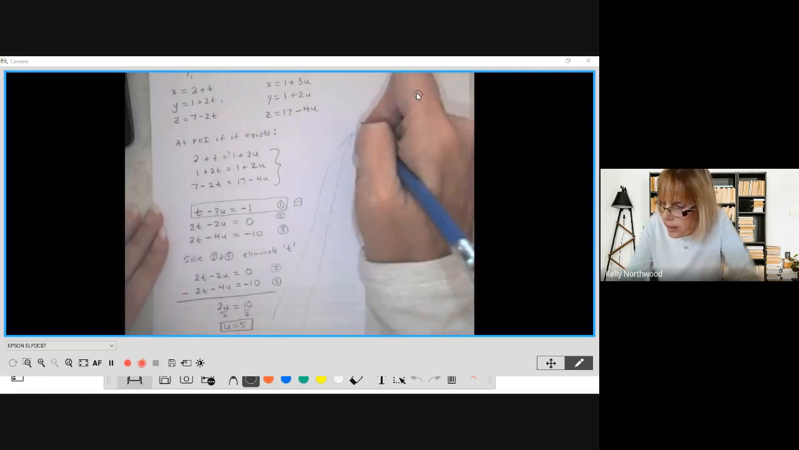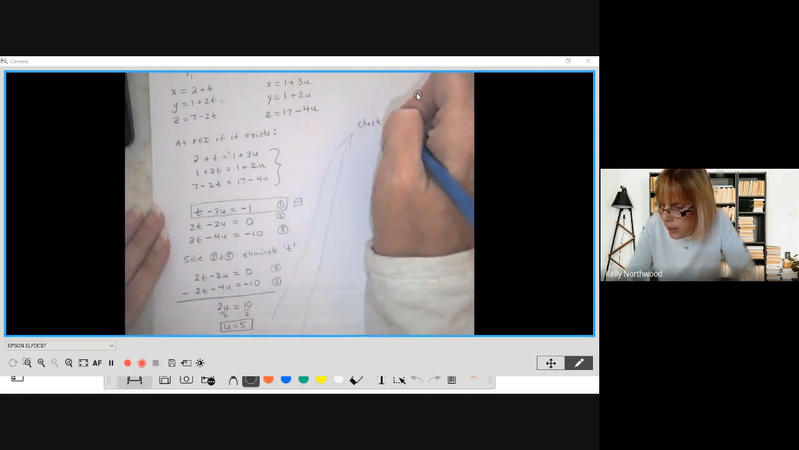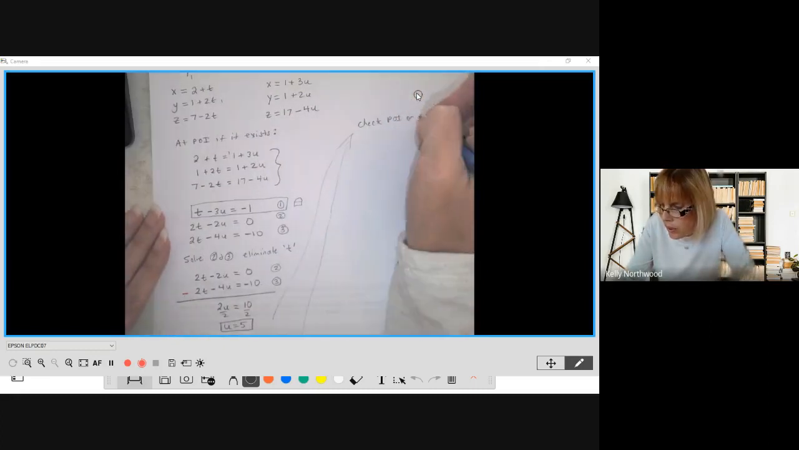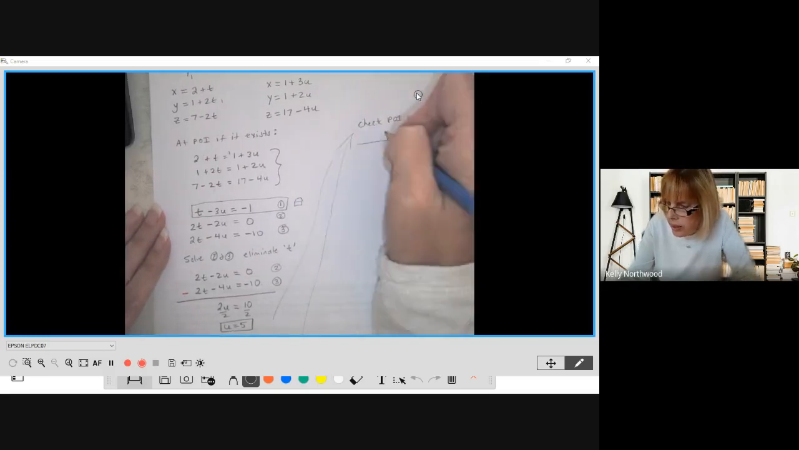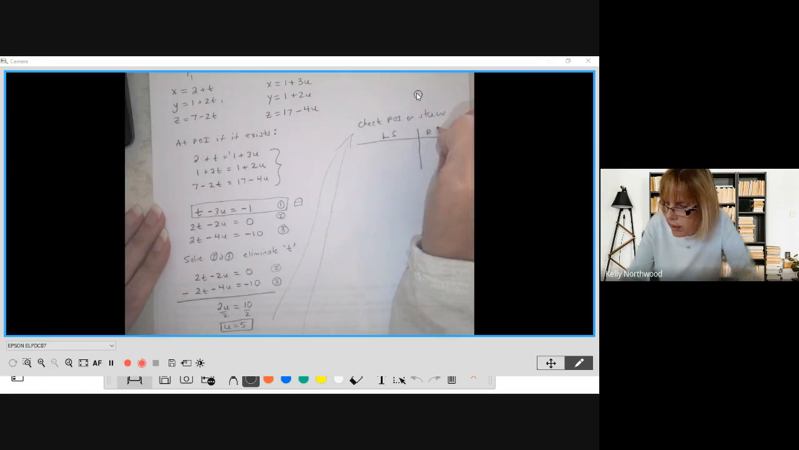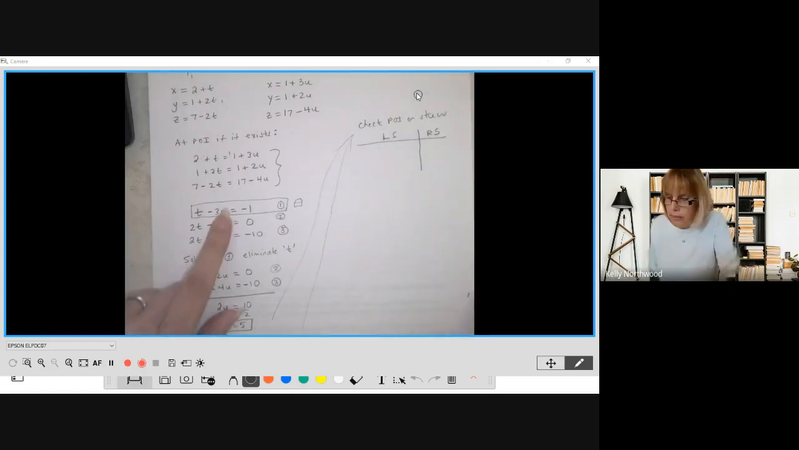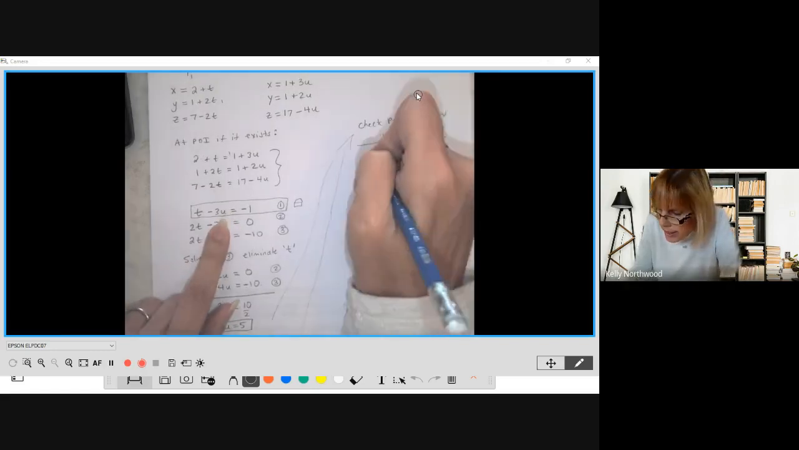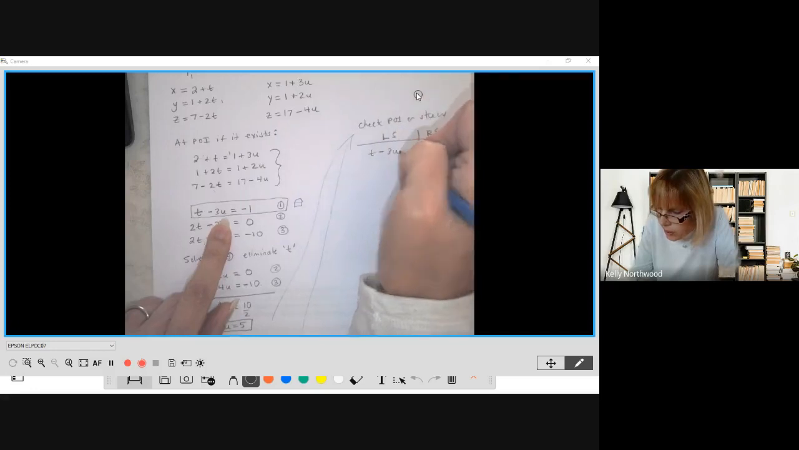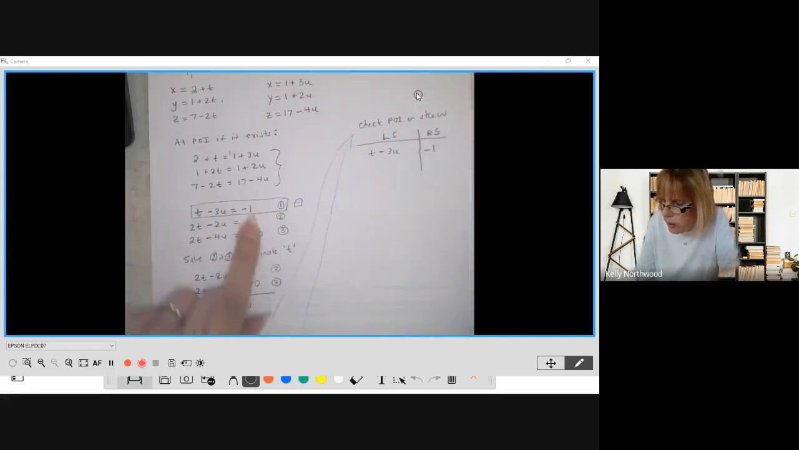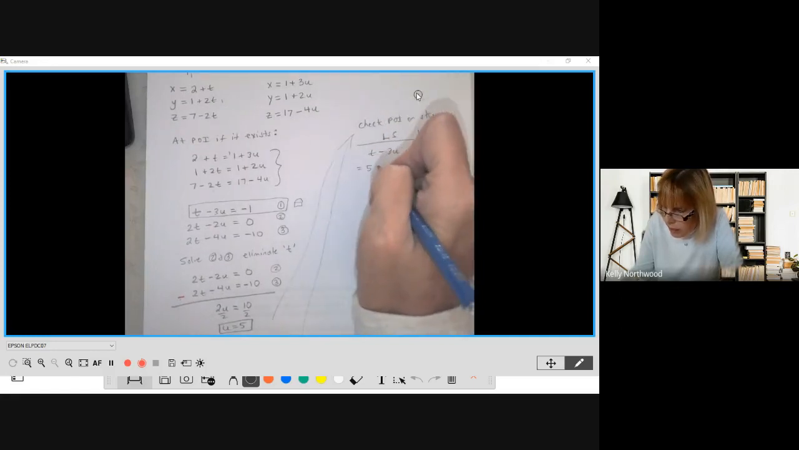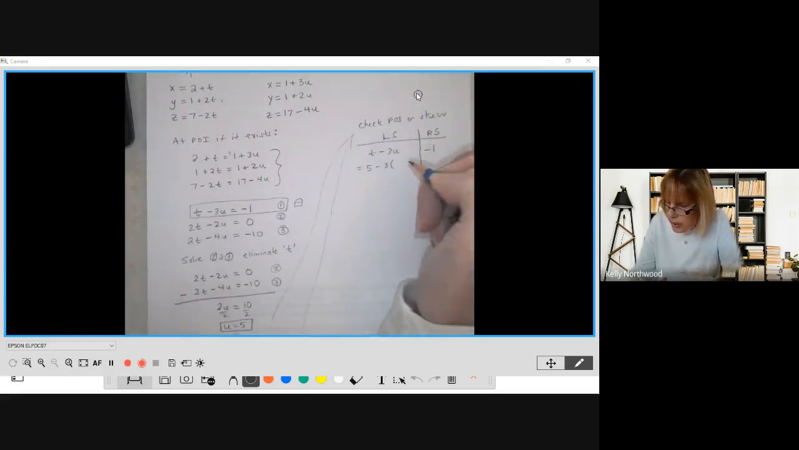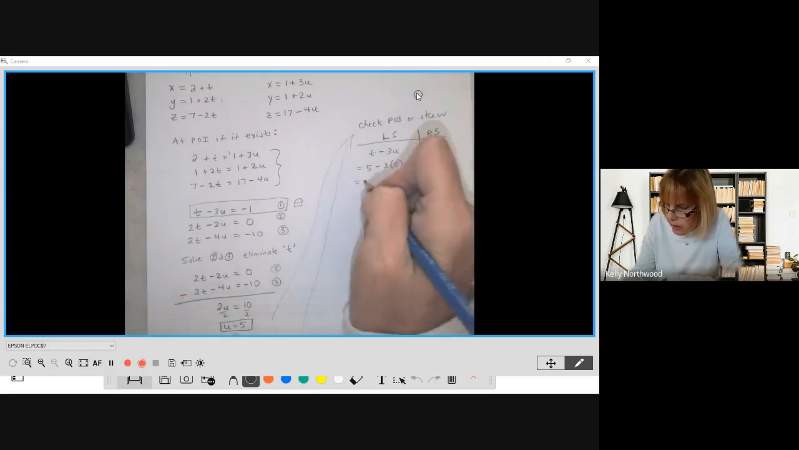So check POI or skew, left side, right side check. So our left side for the equation we looked up was t minus 3u. My right side was -1. And t is 5 minus 3 times u, which is also 5.